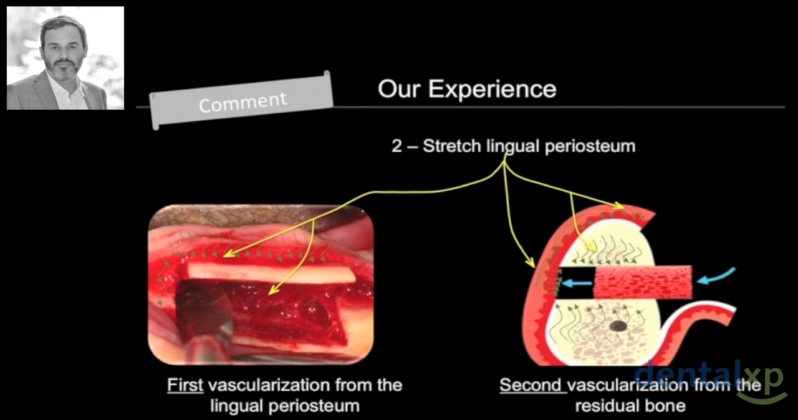But the bone block also receives a second vascularization from the residual bone vessels above the alveolar canal. At the end, my block in the inlay technique receives this first vascularization from the lingual periosteum and the second vascularization from the residual bone above the alveolar canal.